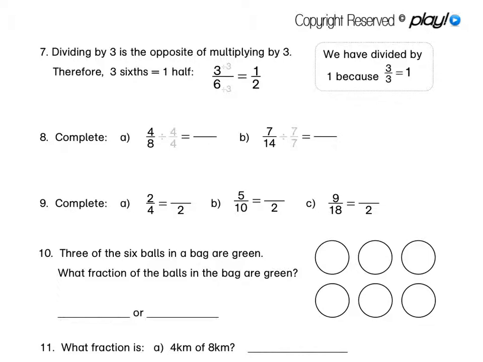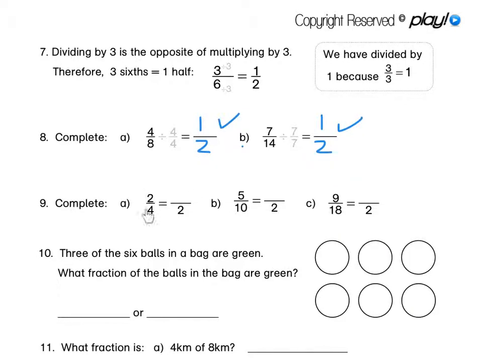For 8, for a, we've got 4 over 8. We divide top and bottom by 4, which gives 1 over 2. So 4/8 is equal to 1/2. b, if we divide top and bottom by 7, we get 1 over 2. So for both of these, we can get them as 1/2. For 9, let's have a look now.